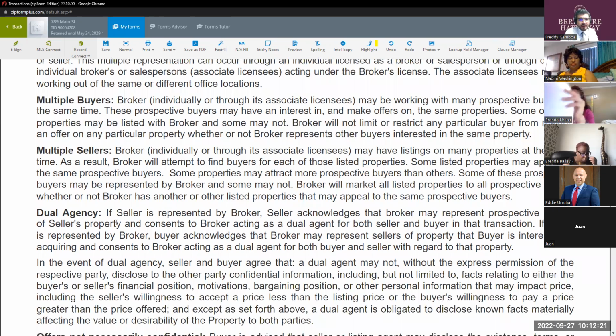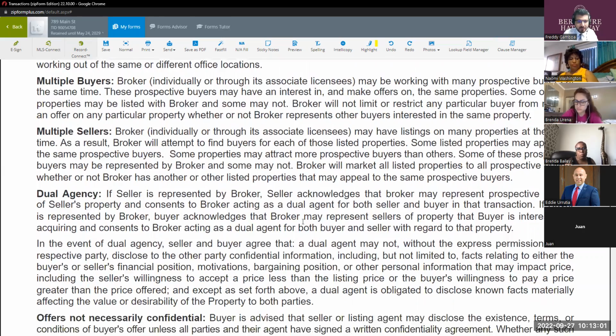Now, an agent and co-agent, that is not a dual agency. Keep in mind, an agent and a co-agent is not a dual agency. A dual agency is when you have, for example, Brenda Urena and Brenda Bailey, different offices working with their own seller and buyer. That's a dual agency. As long as you have the same broker's license, regardless of which office they work for, they are a dual agency. Same thing goes with you. If you're helping the seller and the buyer, Naomi, for example, you are a dual agency. Please keep that in mind. Okay, all right, let's move on.